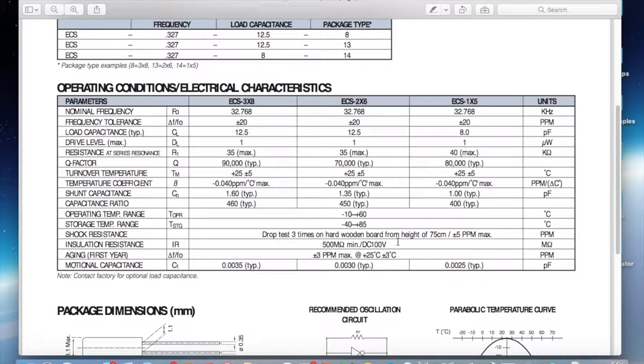Here's a spec for shock resistance. Drop test 3 times on hard wooden board from height of 75 centimeters. So they're telling you here that this component can be physically damaged or altered by physical shock, so it's probably not a good idea to do that. Aging. A crystal will age. It will change value over its lifetime, and they're speccing here that it will change no more than plus or minus 3 parts per million at 25 degrees C operating temperature, over the lifetime of the crystal.